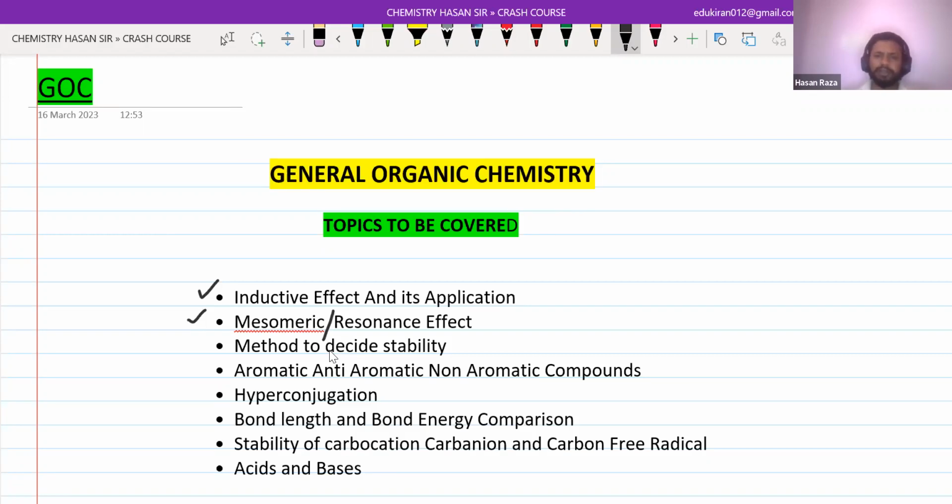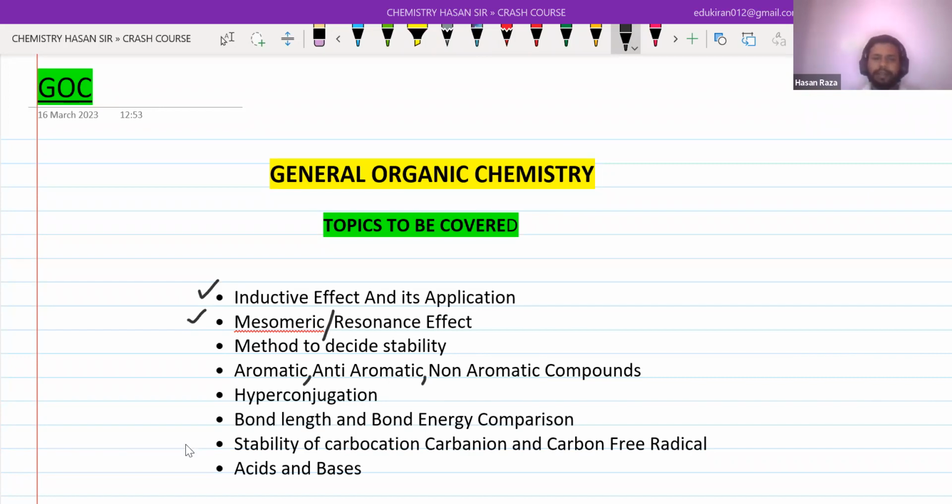Which one is stable, which one is less stable. Then comes your aromatic compound, anti-aromatic compound, and non-aromatic compound. Then comes your hyperconjugation, then bond length: which one is having larger bond length and which one is having shorter bond length.